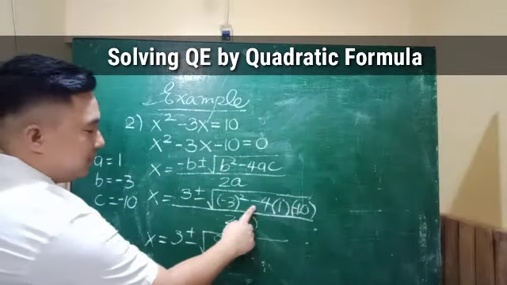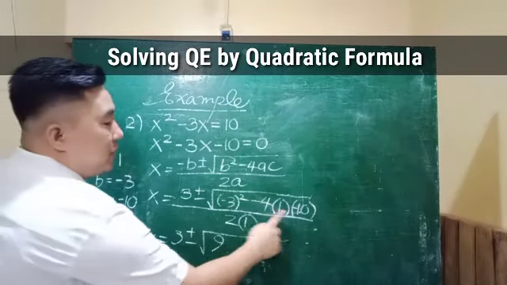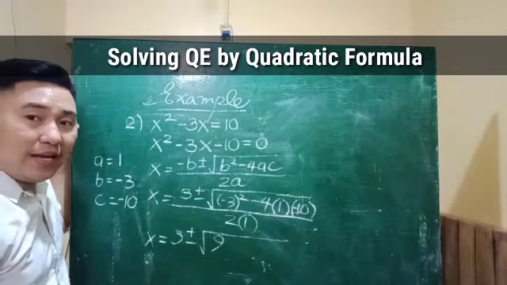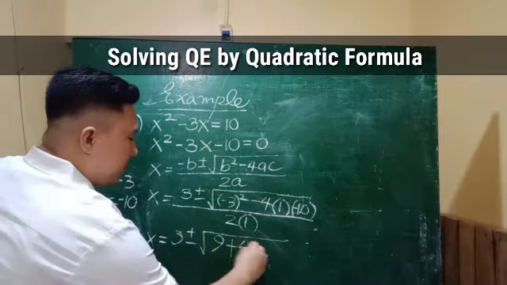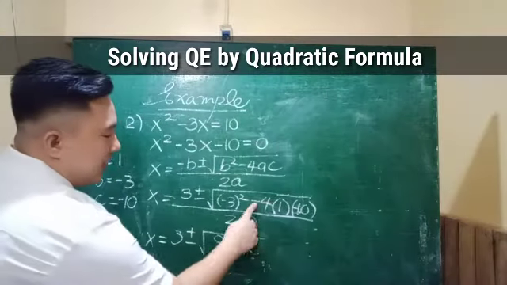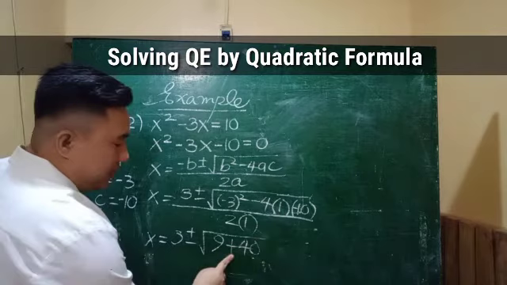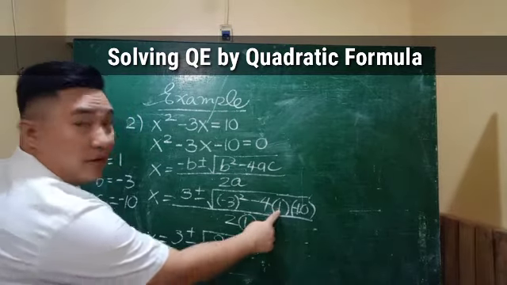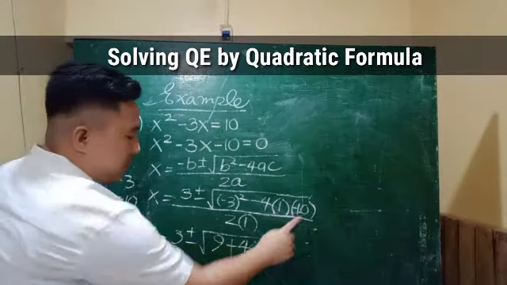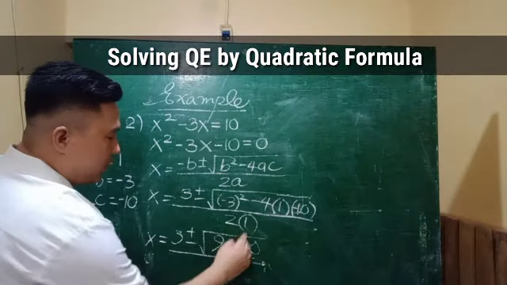So, negative 4 times 1 ay negative 4. Negative 4 times negative 10 ay positive 40. O para mas mabilis, sign muna. Negative times positive, negative. Negative times negative, positive. 4 times 1, 4. 4 times 10, 40. Okay? Next, all over 2 times 1, 2.